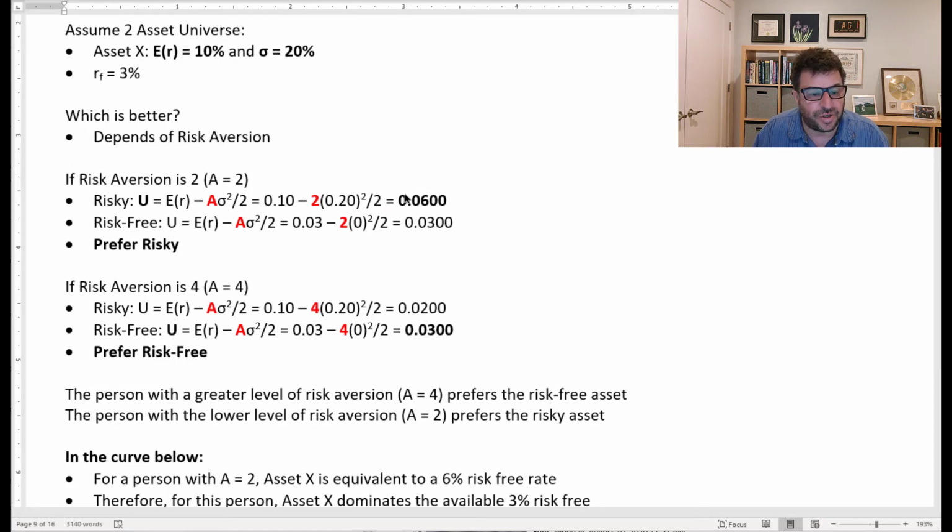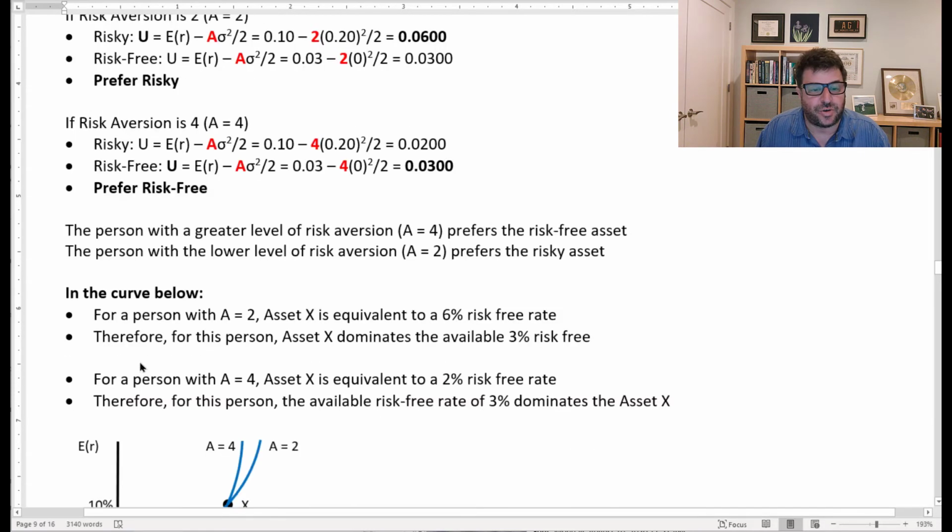If they have a risk aversion level of 4, well, how much utility did they derive from investing in the risky asset? Well, now I'm going to multiply the variance, half the variance, by 4 instead of 2. This is going to lower the overall utility for this person. And so I can see for a person with risk aversion of 4, they only derive a utility level of 2 from the risky asset. Again, they derive the same utility of 3 from the risk-free, and so they prefer the risk-free asset.